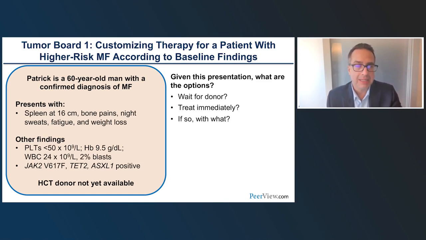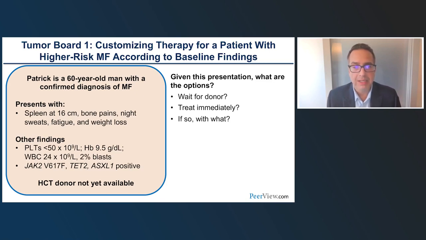His platelet count is less than 50,000 routinely. His hemoglobin is 9.5, white count is 24,000, 2% blast. And on NGS testing, he's noted to harbor both JAK2, TET2, as well as the high molecular risk marker ASXL1.